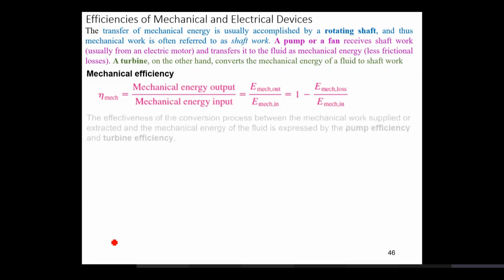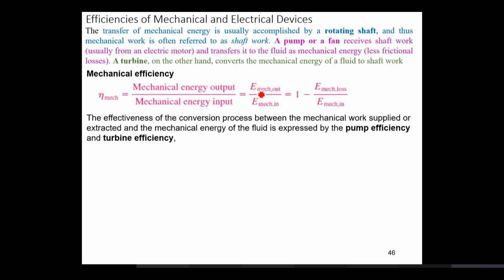All right. Now, as I mentioned earlier, the effectiveness of the conversion process between the mechanical work supplied in the case of pumps, fans, or compressors, which I'll refer to as pump, or extracted, extracted meaning taken out from the fluid in the case of a turbine, would give you the pump efficiency and the turbine efficiency. So we'll look at these efficiencies separately.